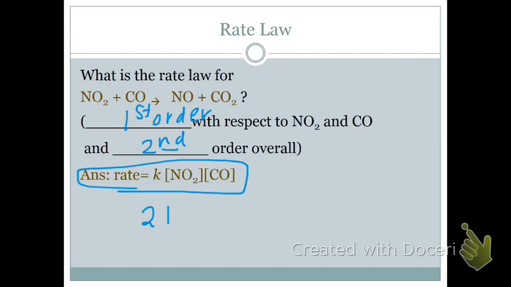Wait. So you don't do anything with that? You just say rate equals K? Rate equals K times the concentration of nitrogen dioxide and CO, because there's only ones. But if you looked at this one, we would write this as rate.